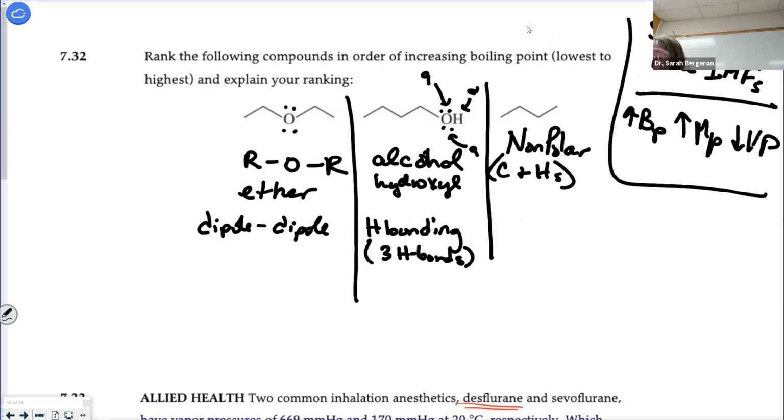So I don't have anything polar. I don't have anything charged. What is the strongest type of intermolecular force that I have? I have London dispersion forces.